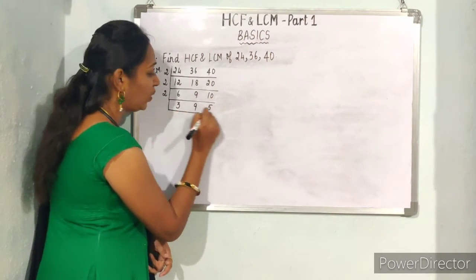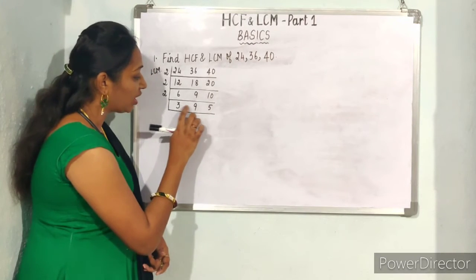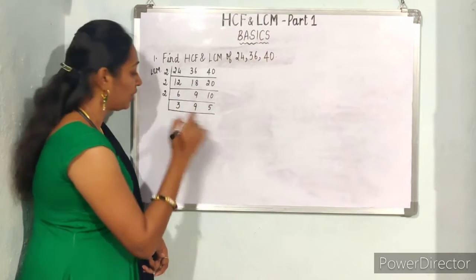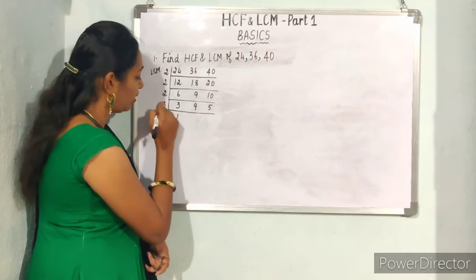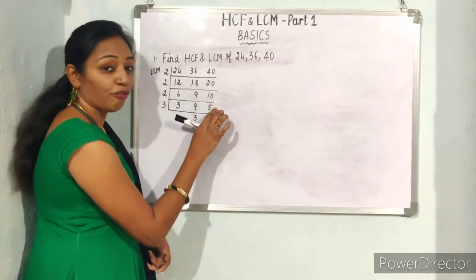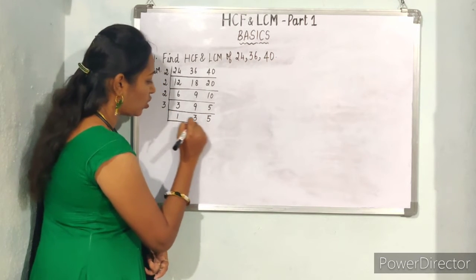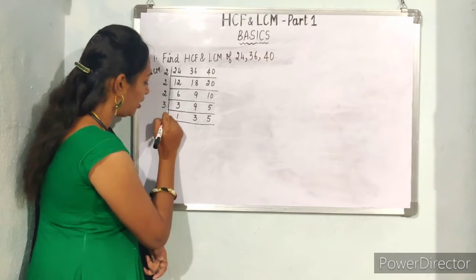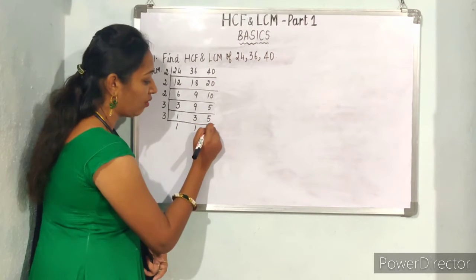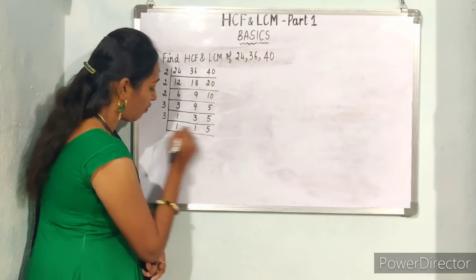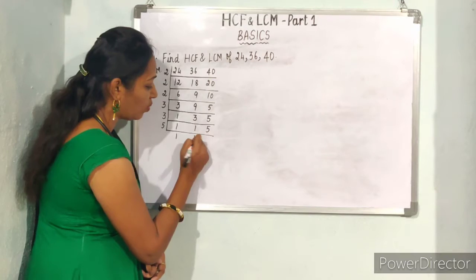Now in the third line, if you see, we have 3 and 9, which are divisible by 3. So 3 ones are 3, 3 threes are 9. 5 is not divisible by 3, so I'm writing 5 as it is. So we got 1, 3, 1, 1, 5. So last is 5. So we have 1, 1, 1.